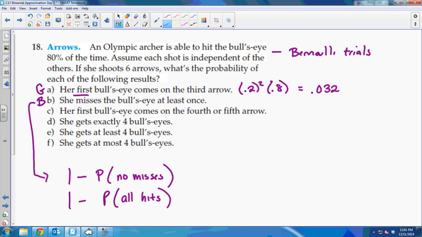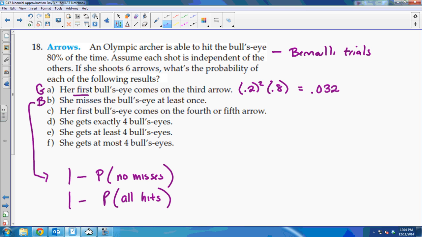So, in your calculator, this would be a good time to discuss binomial. There is also a binomial PDF and CDF function in your calculator. PDF does the same thing that geometric PDF does. It is for a specific number of successes in a certain number of trials. So if part D says she gets exactly 4 bullseyes, that's something we would use PDF for.